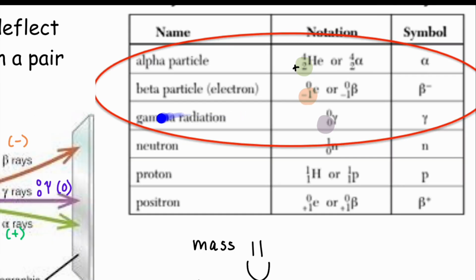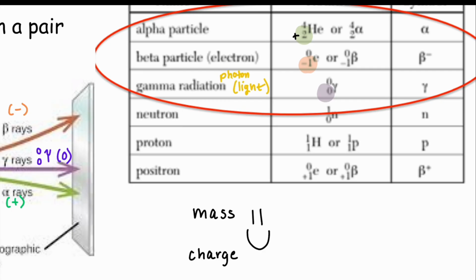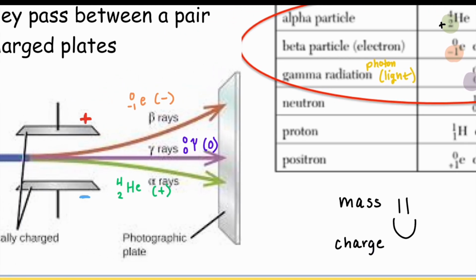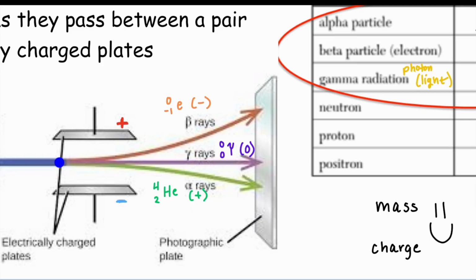And then lastly, gamma radiation is photons. So photons is just light or rays of light. And gamma rays have this gamma symbol, and it has a mass of 0 and also a charge of 0. So it's neutrally charged. So when a neutrally charged particle gets sent through electrically charged plates, it's unaffected by the positive and the negative charge of this plate. So it just sends straight through.